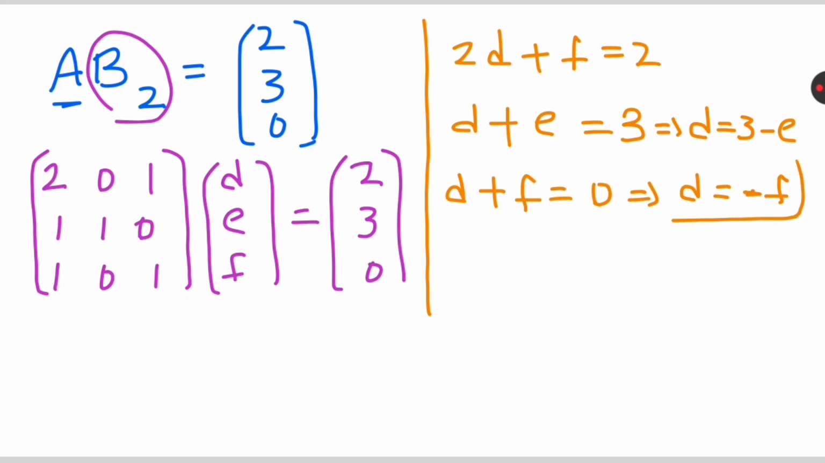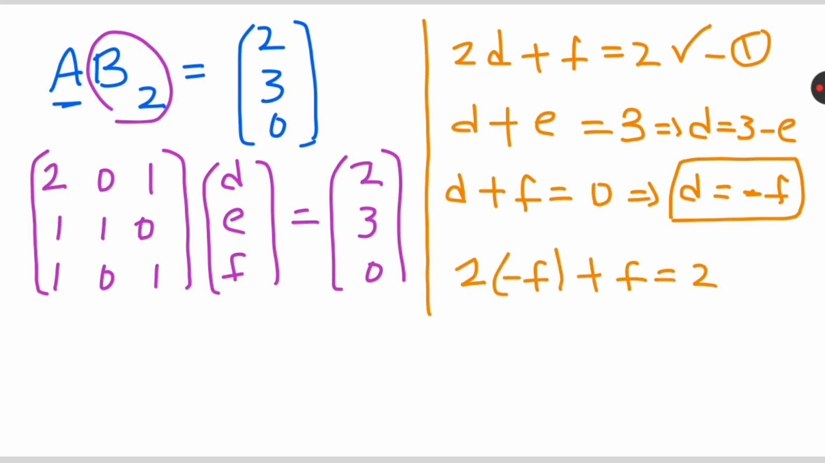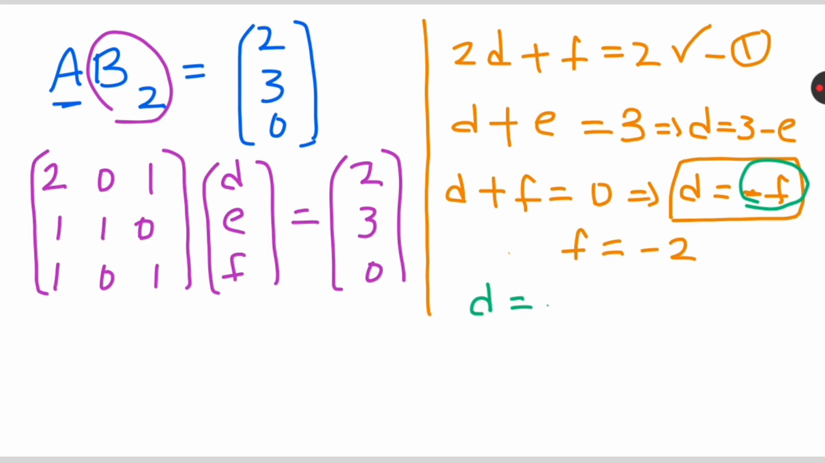So this D equals minus F, you can substitute in the first equation. The first equation turns into 2 times D, which is minus 2F, plus F, that is equal to 2. So now we know that the F value is minus 2. D equals minus F, that is minus of minus 2. So minus into minus is plus, so the D value is plus 2.